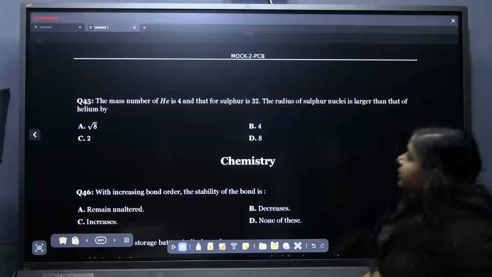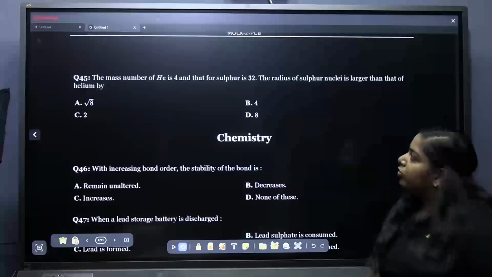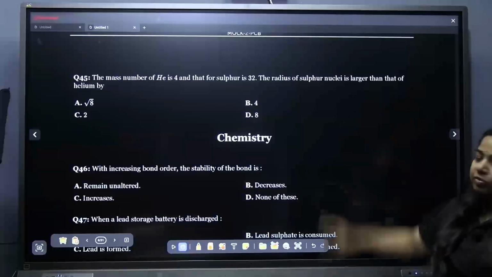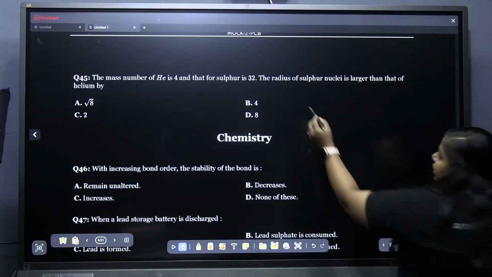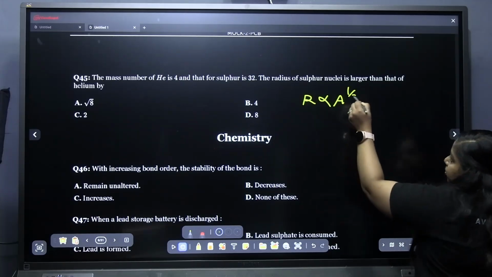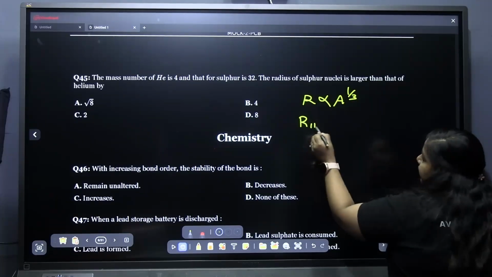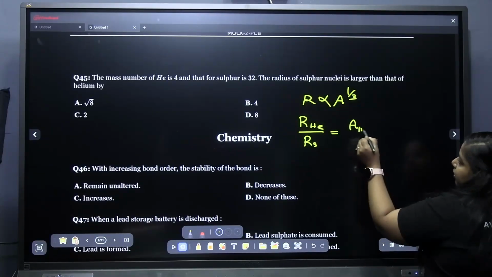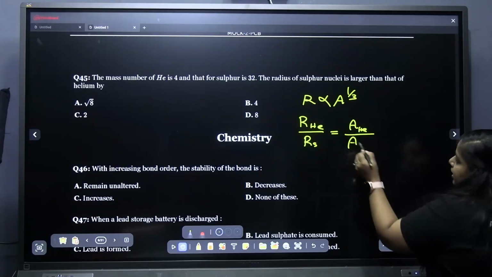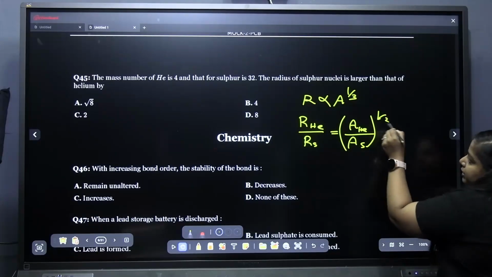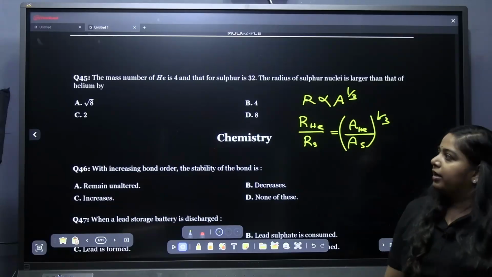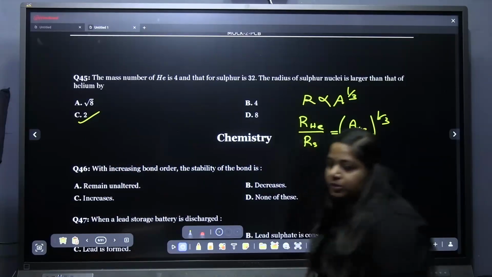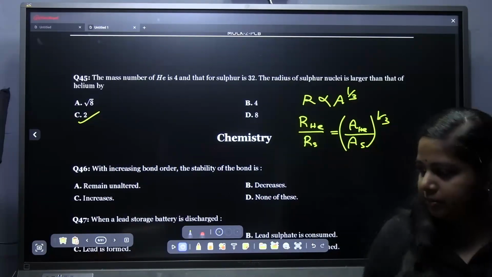Next, the last question in physics, that is 45. Mass number of helium is 4 and sulfur is 32. Radius of sulfur nuclei is larger than that of helium. So we know that radius is proportional to A raised to 1 by 3. So radius of helium by radius of sulfur is equal to mass number of helium by mass number of sulfur, to the power 1 by 3. When you substitute that, you will get cube root of 8. Answer is option C. This is the formula we are using.